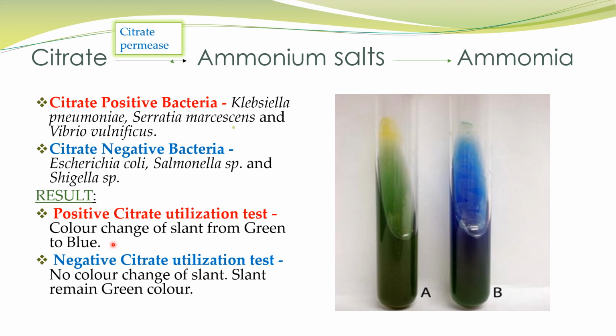And the result: positive citrate utilization shows color change from green slant to blue. Green, this is a negative citrate utilization test, which remains green, and this changes into blue color, which is a positive citrate utilization test. And the negative citrate utilization shows no color change, remaining the same green color.